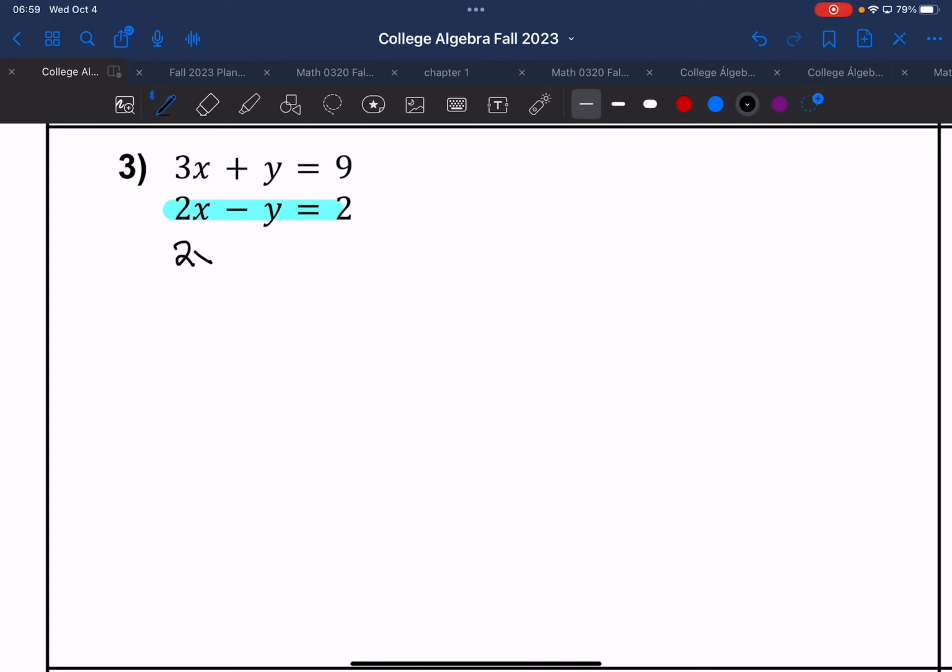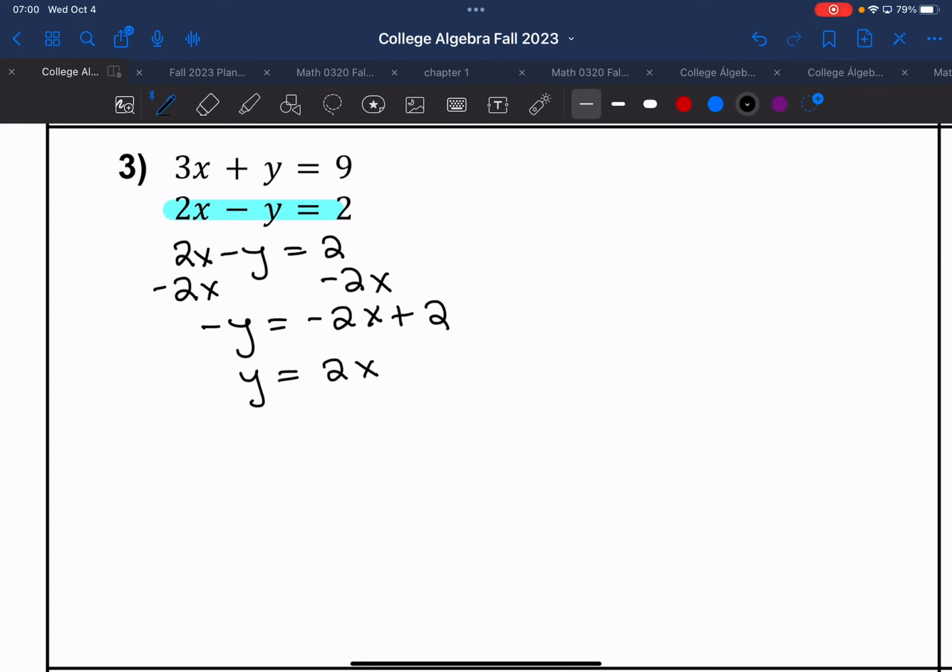Okay, so I have 2x minus y equals 2. I need to get y by itself, so I'm going to subtract 2x over. And I have negative y is equal to negative 2x plus 2. And what is my answer going to be? Because I don't want that negative in the front. Good, flip the sign. So now I have a positive y equals positive 2x minus 2. So where am I plugging in this 2x minus 2? Into the y in the top equation.